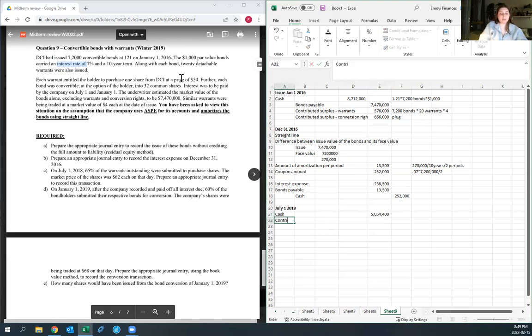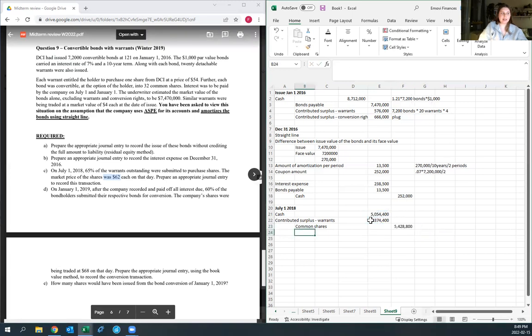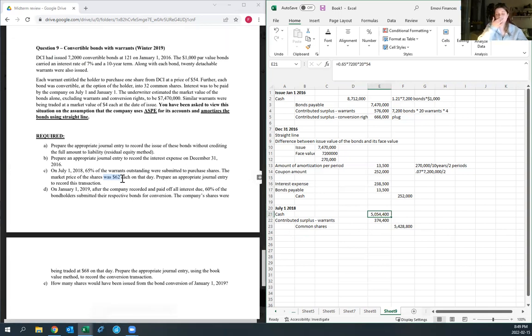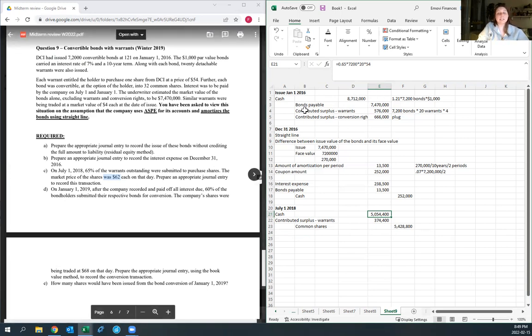Then I'm also going to reduce my contributed surplus warrants by 65% because 65% was redeemed. And for my common shares, do not use the price that is here. This is false. The common shares is just the sum of your two debits. Why is it not the number of shares times the market price? It's because the warrant holders are able to purchase their shares at a lower price than the market rate. Technically they bought the shares at $54 instead of $62, so it's better for them. That's why you're not using the market rate.